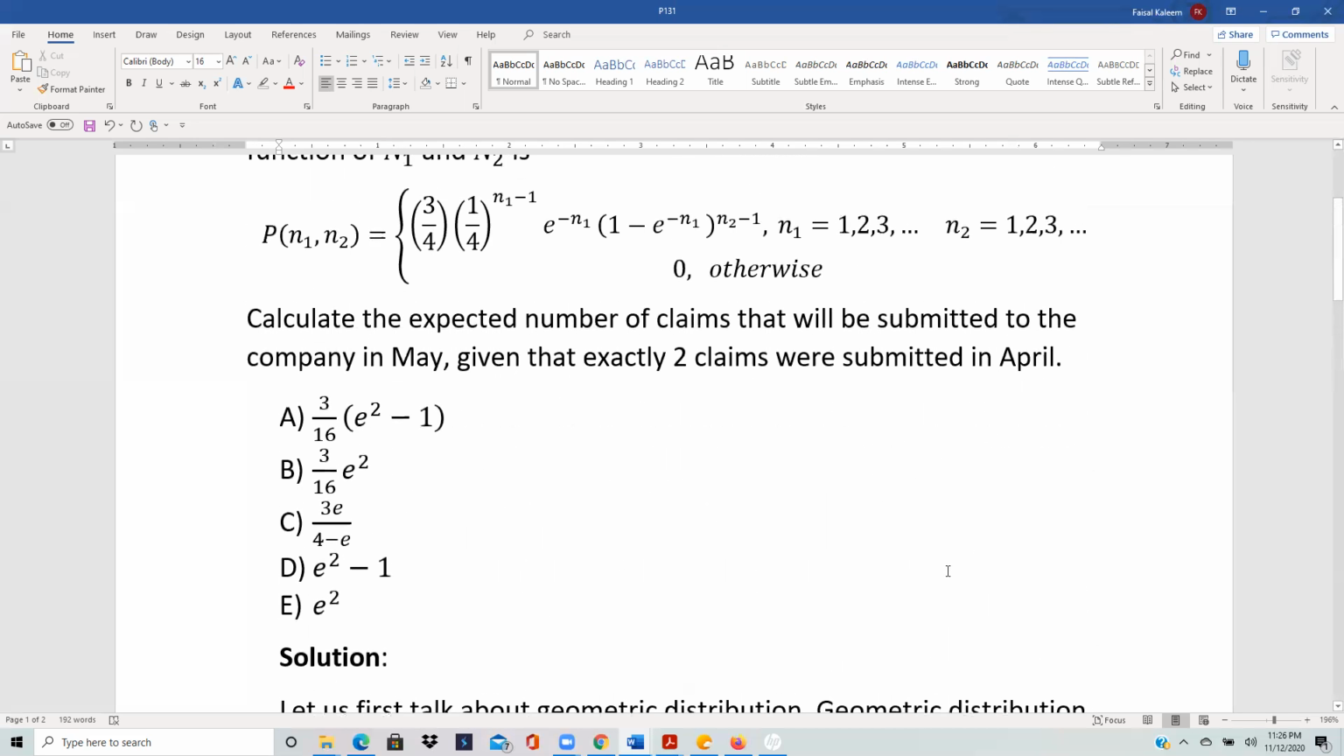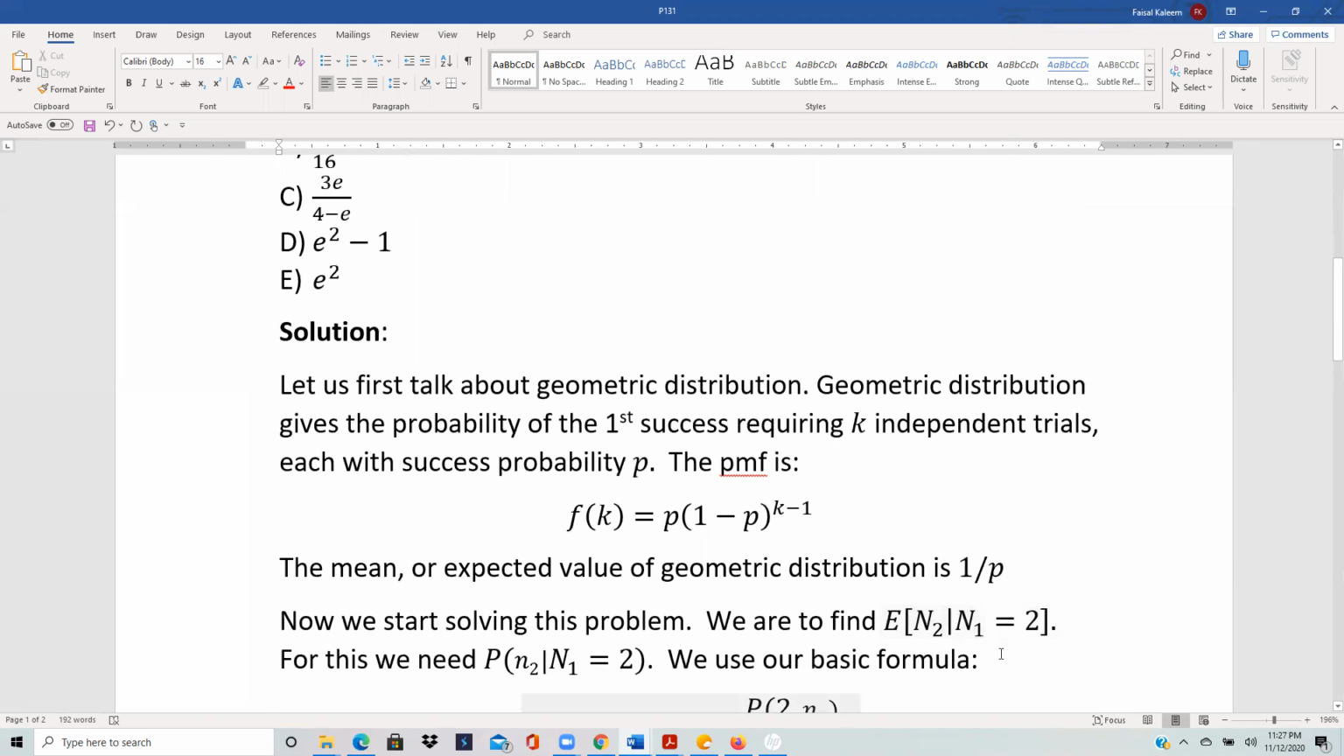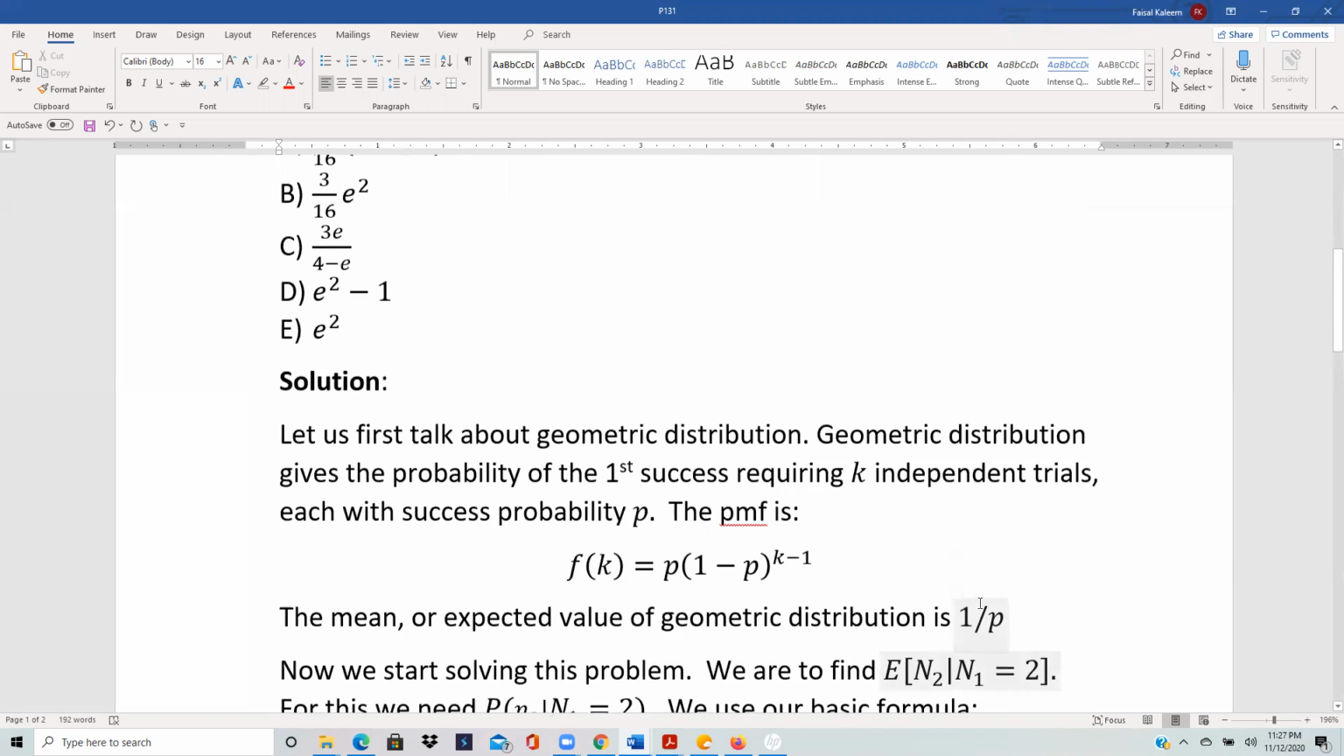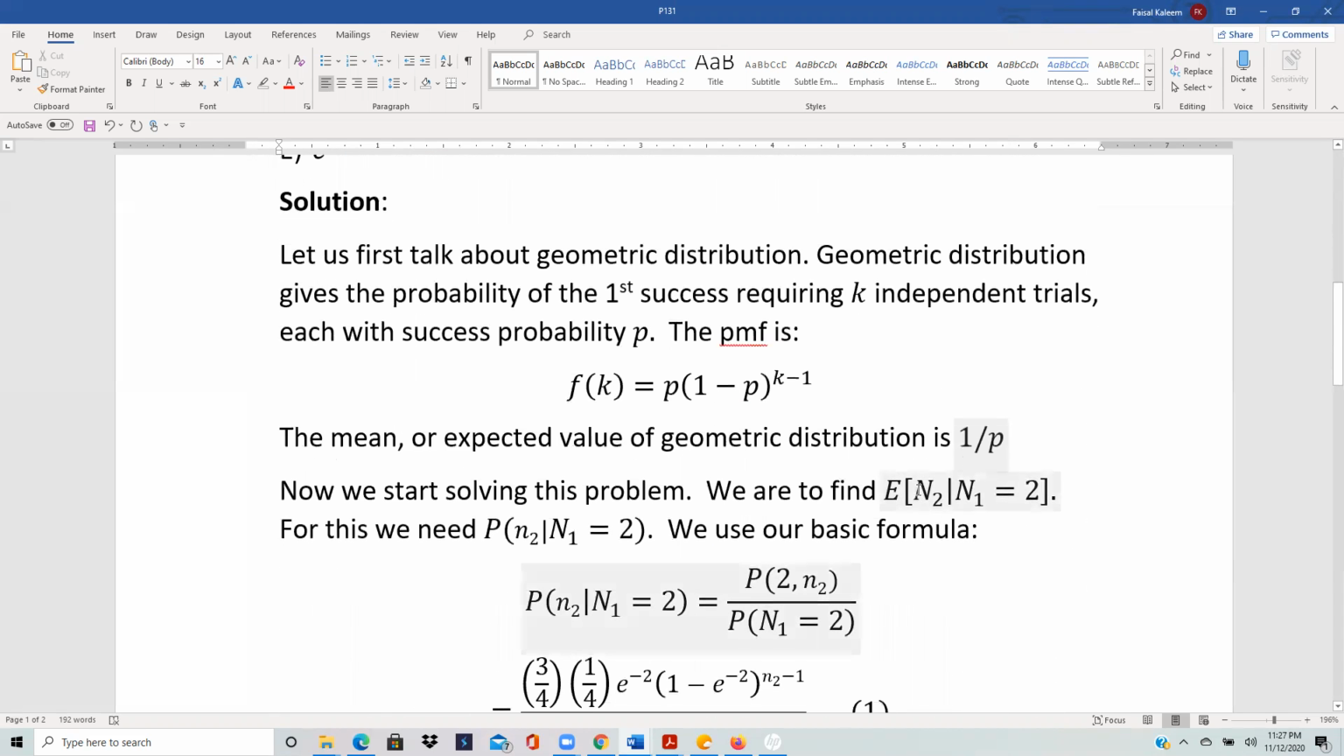because N1 was the claims in April. So we are given that 2 claims were submitted in April. So N1 equals 2 is given. And we have to find the expected value of the claims in May, which is N2. So to find this expected value, we need the corresponding probability of N2 given N1 equals 2, or the corresponding PMF.